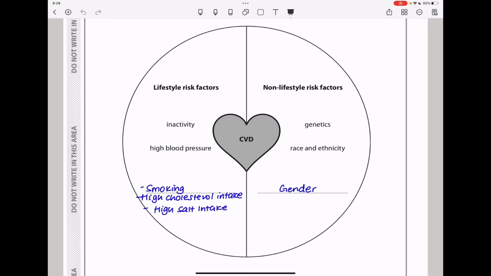However, when we go to the non-lifestyle factors, there is genetics. You cannot change your DNA. There is race or ethnicity. You cannot change who you are. There is gender. You cannot change if you're female or male. And there is something else to do with age. You cannot change your age. So these could be the non-lifestyle factors.